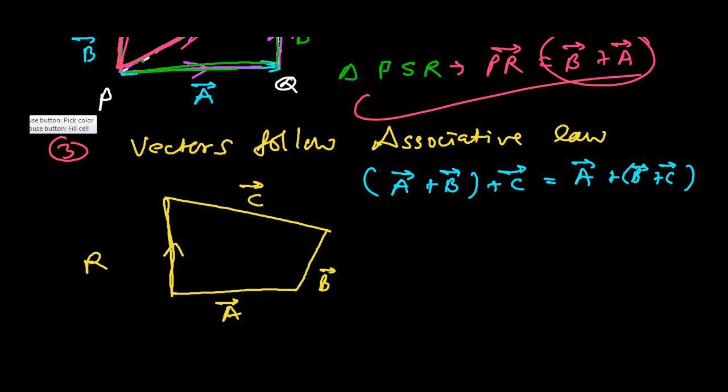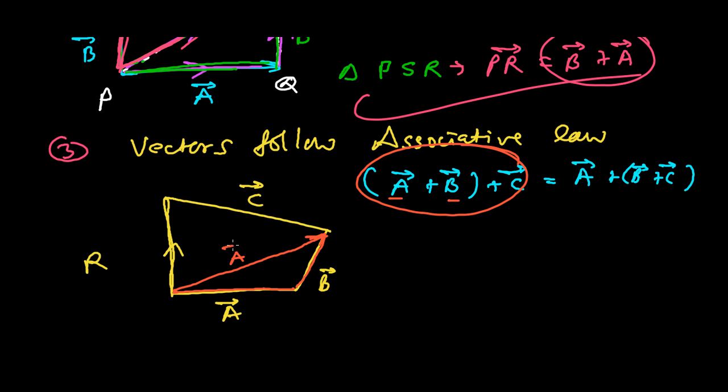So according to that, let's follow this part first, the left hand side. I'm going to group first A and B. So A plus B is actually this one. This is vector A plus vector B, and then this vector I'm going to add with C, and this is vector C. So vector A plus B, this one, and then this one will give me this resultant. So this resultant is vector A plus vector B and then vector C, according to the triangle law.